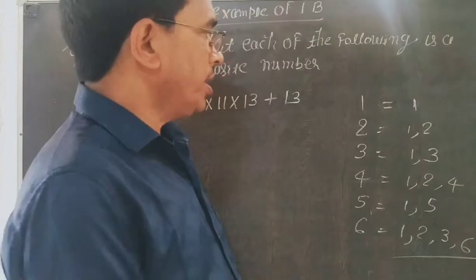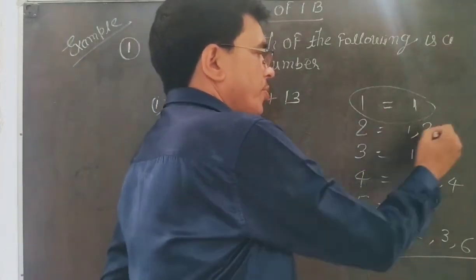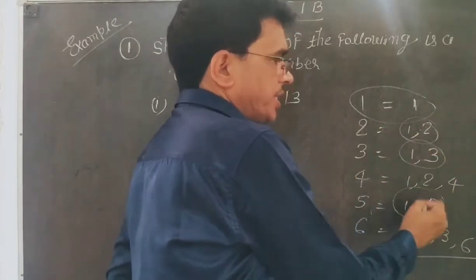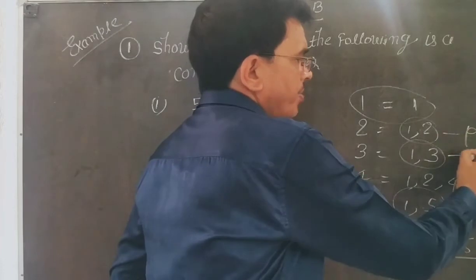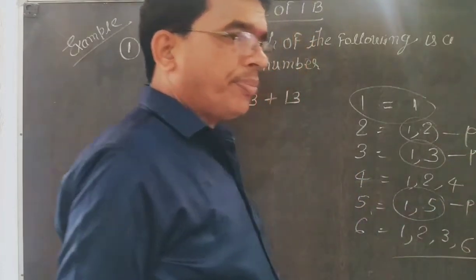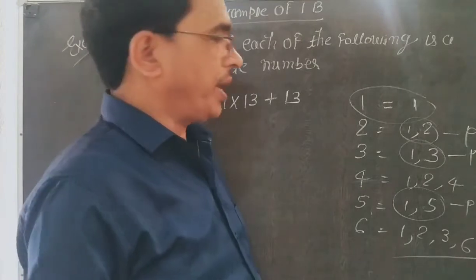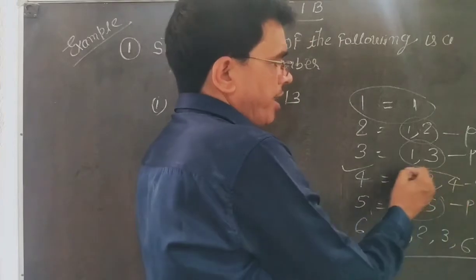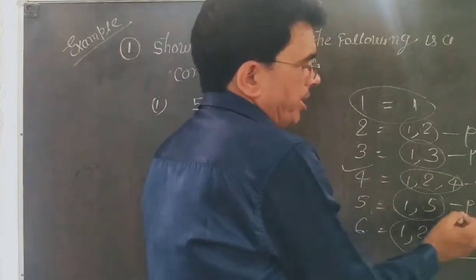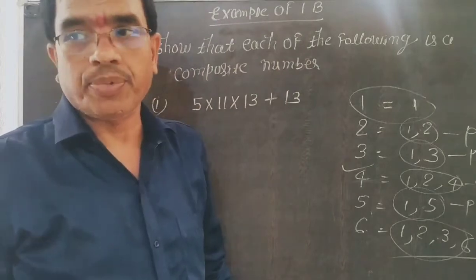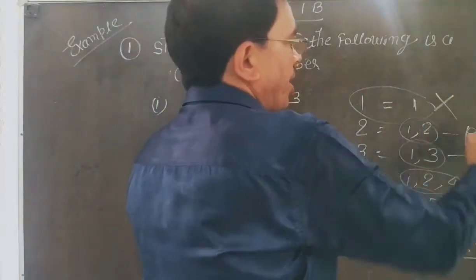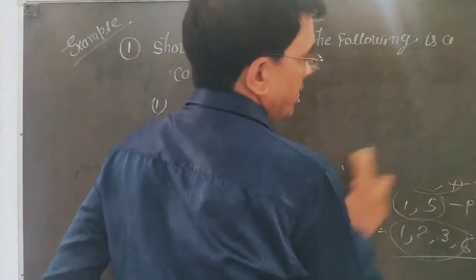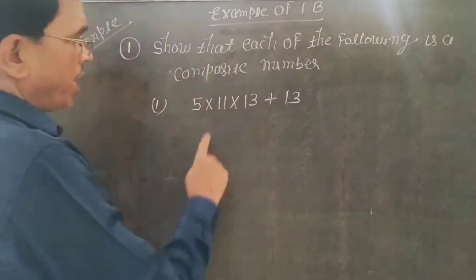So here 1 has only one factor, 2 has exactly two factors, 3 exactly two factors, 5 exactly two factors. Then these are called prime. And composite is a number which has more than two factors. So 4 is composite, 6 is composite, because 4 has 3 factors and 6 has 4 factors. It is more than 2 factors, so it is composite. And 1 is neither prime nor composite. 1 is neither prime nor composite. So your question is to show that it is composite.